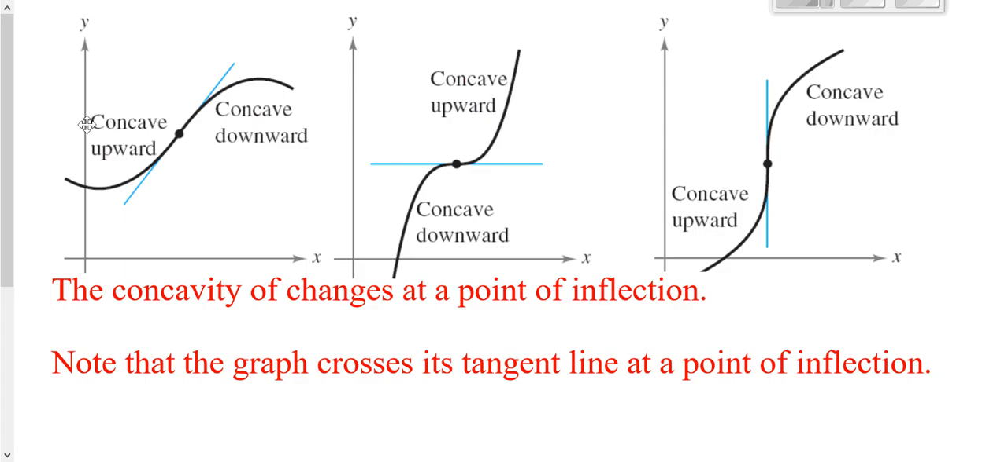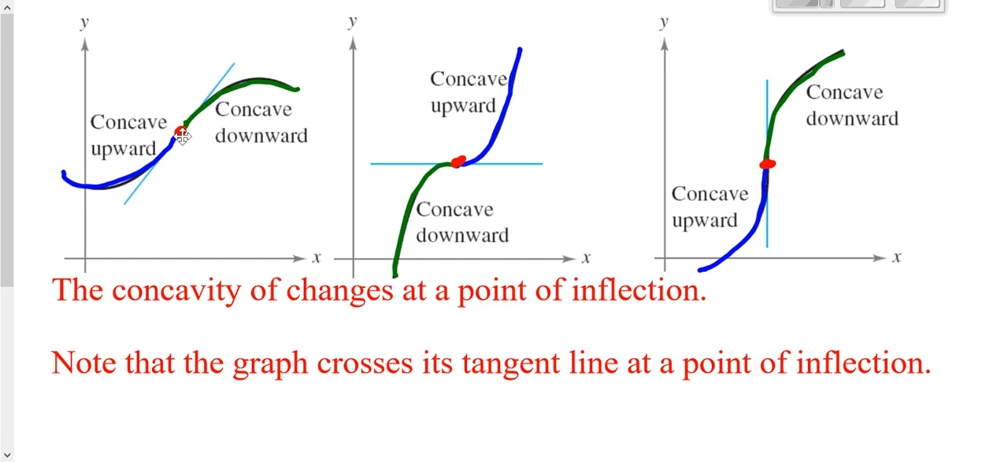So here we have part of a graph that is concave up. Here is part of a graph that's concave up. And then here is part of a graph that is concave up. And now here are parts of the graphs that are concave down. But where you switch to go from up to down or down to up is what we refer to as a point of inflection. So all these red points where you switch from concave up to concave down or vice versa is a point of inflection.